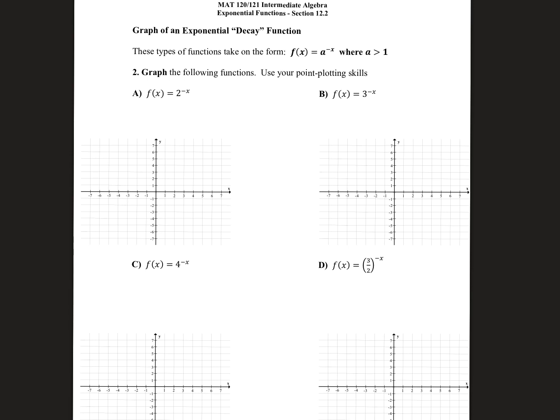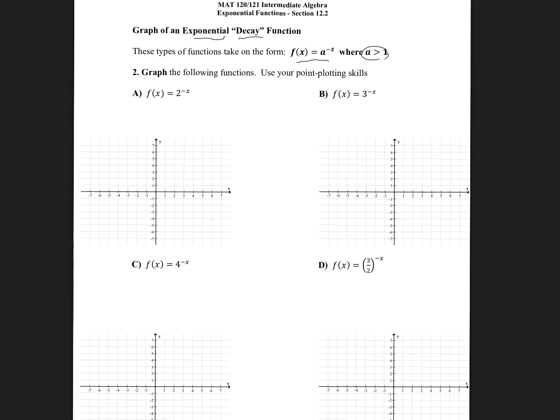All right, so the other type of exponential function is called the decay function. The only difference, if you take a look at the function, we still have some base, so a is still greater than 1, but what's different is the fact that we're raising the a to a negative x power, not just to a x power.